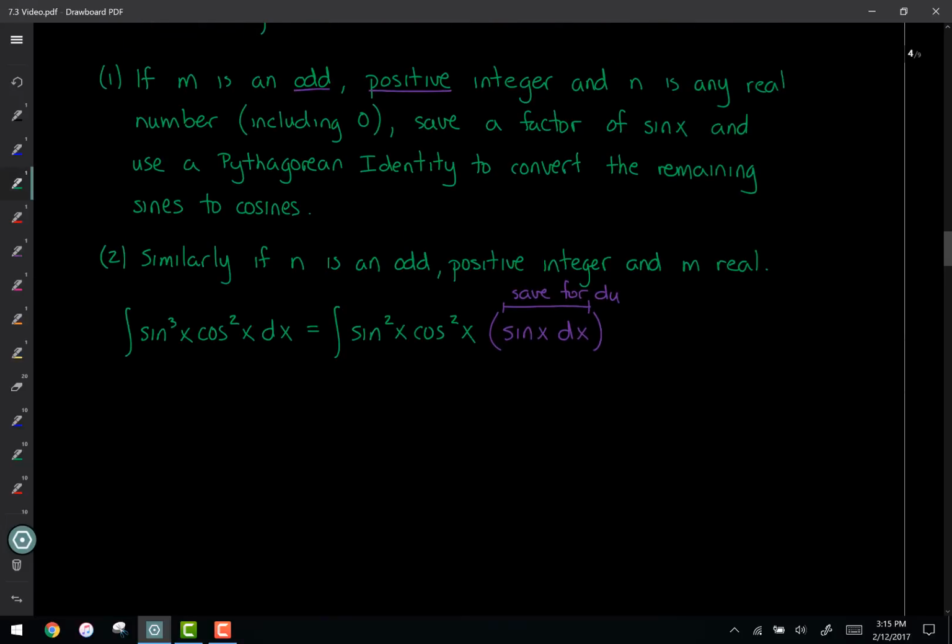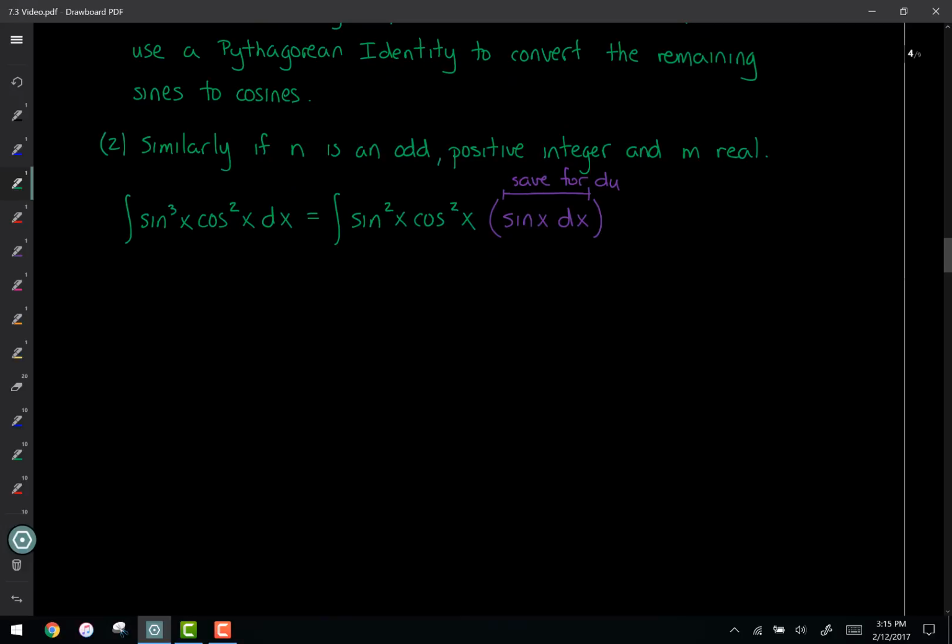Okay, so it says if m is an odd positive integer and n is any real number, save a factor and convert the remaining sines to cosines using the Pythagorean identity. So we'll have the integral of 1 minus cosine squared x times cosine squared x times the bit that we're saving.